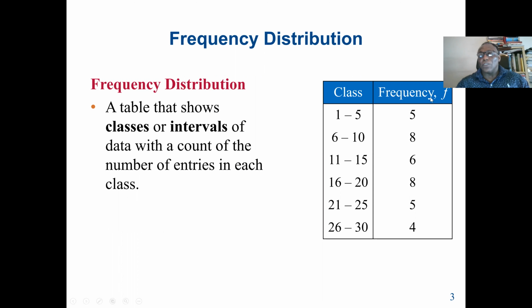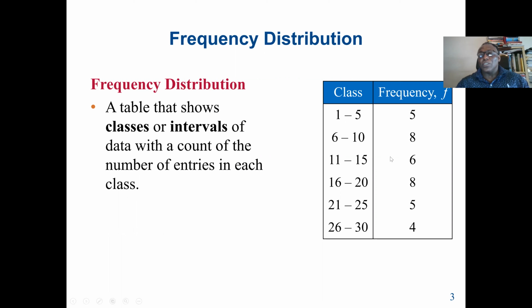So the frequency section is the total tally. If this is employees, we want to know the employees that make between $1 to $5. Here we say 5 employees make that amount, between 6 to 10, 8 employees. And the total will tell us the total employees we have. So for example, here we have 5, 8, 13, 19, 19 plus 8 is 27, plus 5 will be 32. So here I will say the total employee we have is 36.